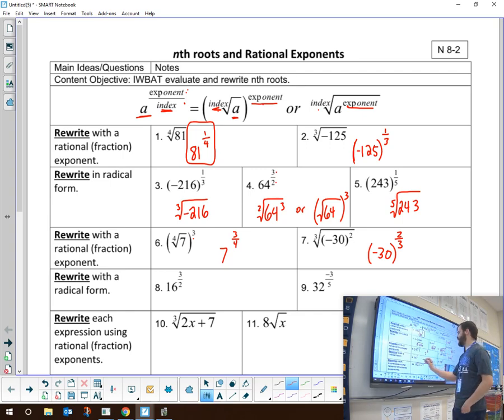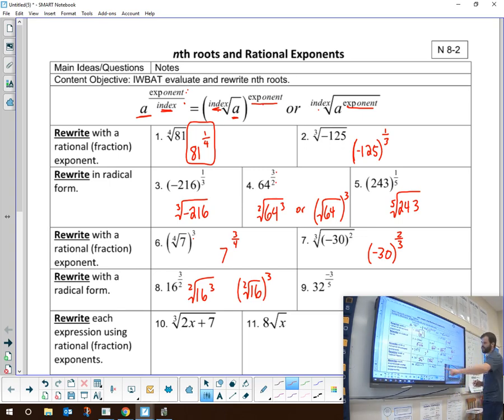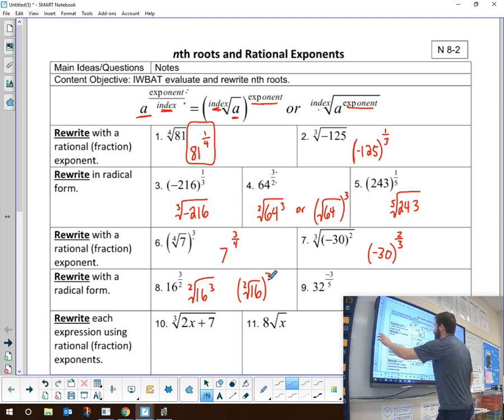We can write this as 16 to the power of 3 with the square root, or we can write it as the square root of 16 to the power of 3. So either way of these is correct. I usually just prefer to put the power on the inside. It's a lot easier. Okay, number 9 here.